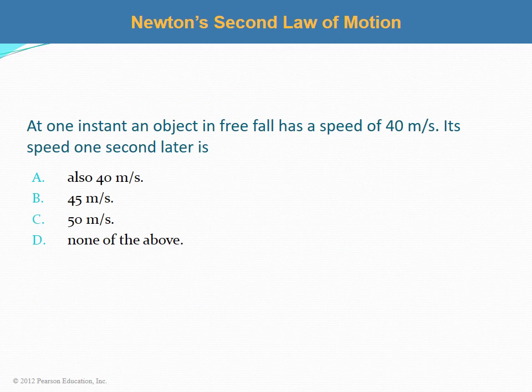At one instant, an object in free fall has a speed of 40 meters per second. Its speed 1 second later is: A, also 40 meters per second, B, 45 meters per second, C, 50 meters per second, D, none of the above.